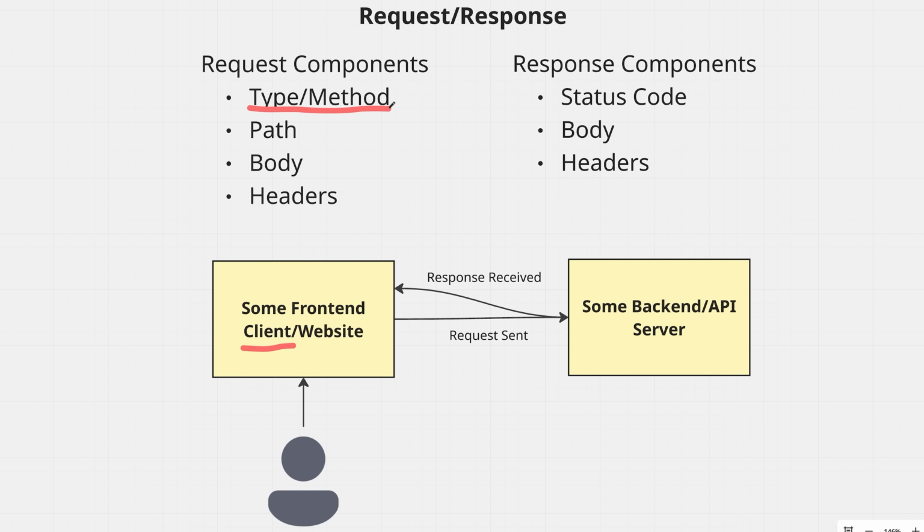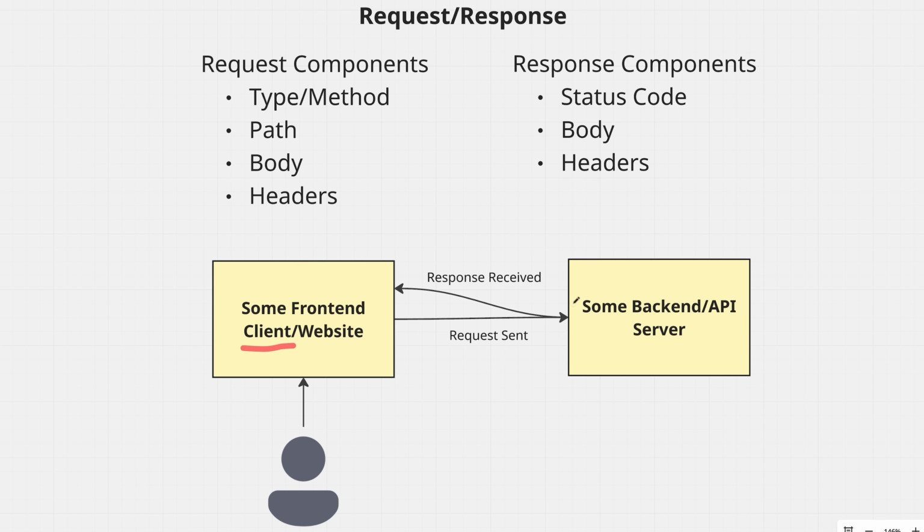We have the type or the method. We have the path, which you just saw before, so like slash courses or slash home or something like that. We potentially have a body. This is some information we send alongside with the request. And then we have headers, and headers will contain things like the content type, maybe an authorization token if we need a certain kind of identifier to access some resource.